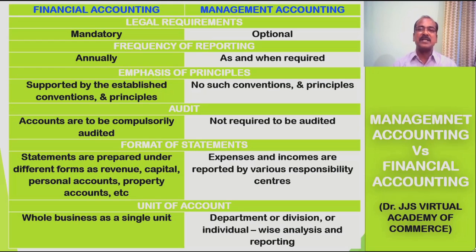The whole business is assumed to be a single unit in financial accounting. The profit or loss generated by the whole business is calculated and reported. Whereas in the case of management accounting, every department or a division or even an individual could be assumed to be a unit of account. Their performance could be analyzed, compared with the standards, and reporting could be done.